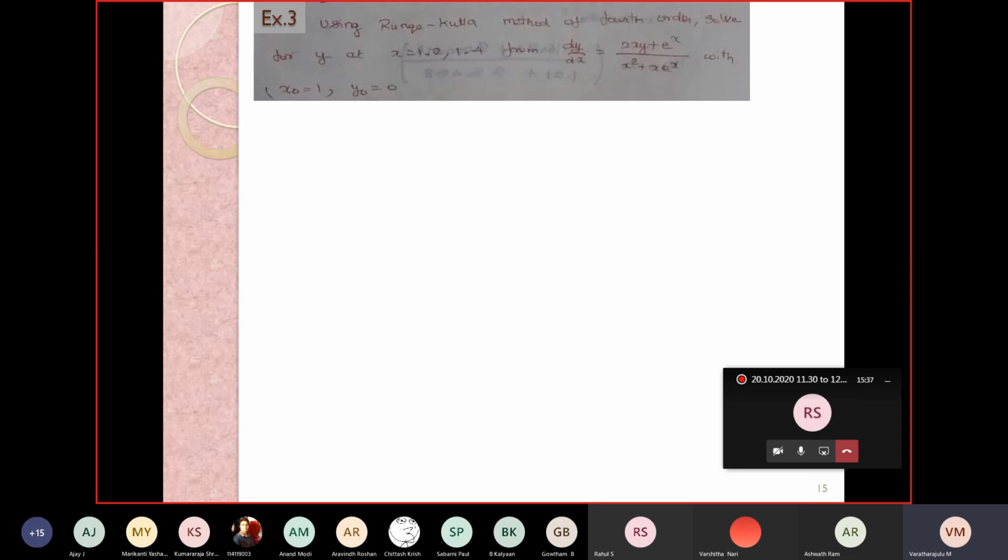Here, what was the h value? Based on x we can find the h value. Here we have the initial x equal to 1. At a later stage we need to find x equal to 1.2. What is our y if x is equal to 1.2? That we need to find. And here see 1, 1.2 and 1.4. Therefore, what is our h? What is our h?